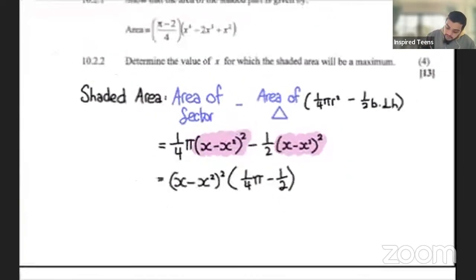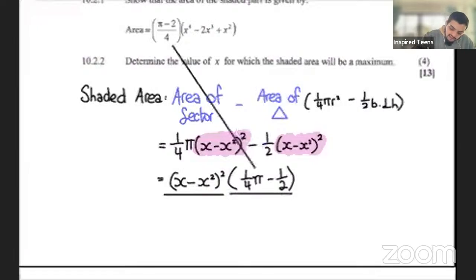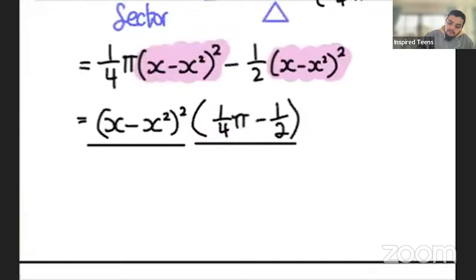So as you can see, we already kind of have these two brackets, right? I have this x minus x squared, squared, and then I have this a quarter pi minus a half. So you're like, oh, okay, maybe this one with pi gives us that, and then this one gives us that. That kind of looks like it makes sense. So that's how you can use your answer as a guide, right? That's exactly what they did.